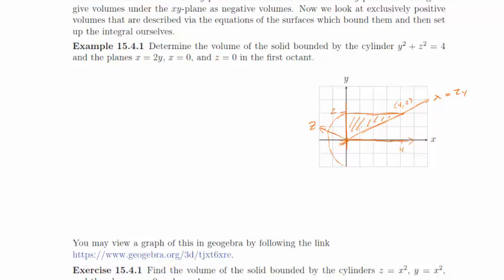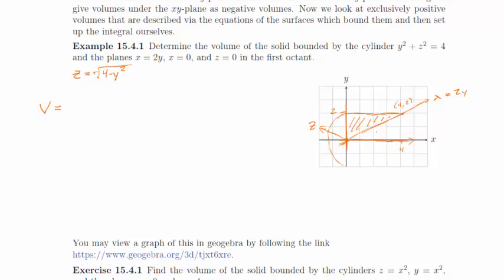Now, since we're above z equals 0, when I solve for z here, I get z equals the square root of 4 minus y squared, and we want the positive square root because we want the stuff above the xy plane. So now we can set up our volume equals a double integral.